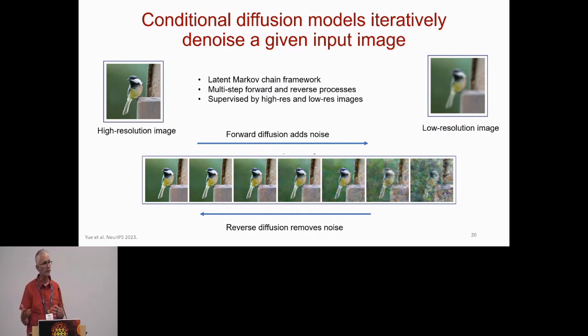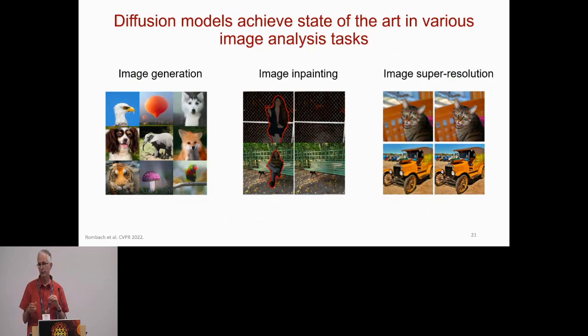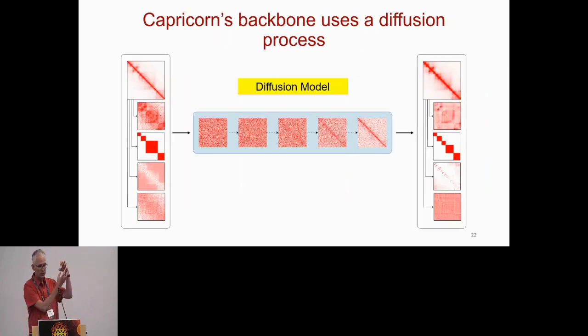It's been shown in many different situations that these diffusion models work really well. They achieve state-of-the-art results in image generation, inpainting, and of course in super resolution for other types of images. So in Capricorn, we take all of these views and we do a diffusion process. The diffusion actually operates on the main matrix, but then you make all the views from that main matrix on the output as well, and the loss function incorporates terms for each of the different views.